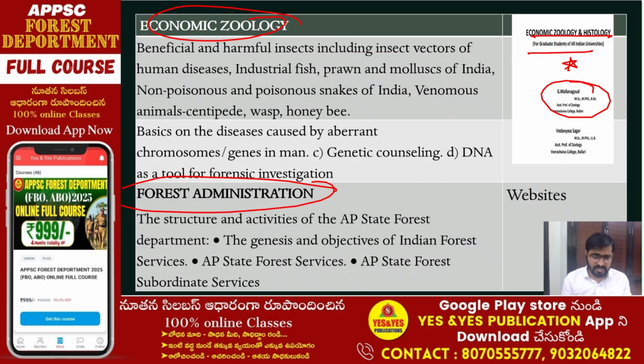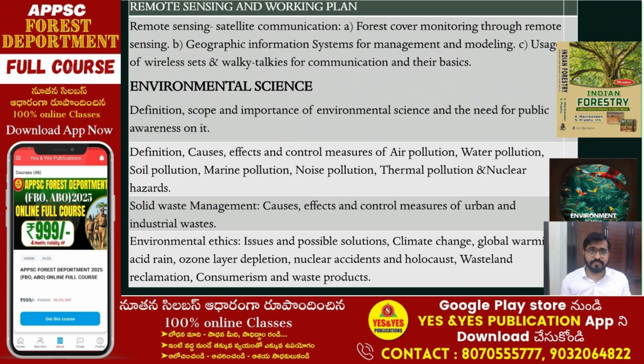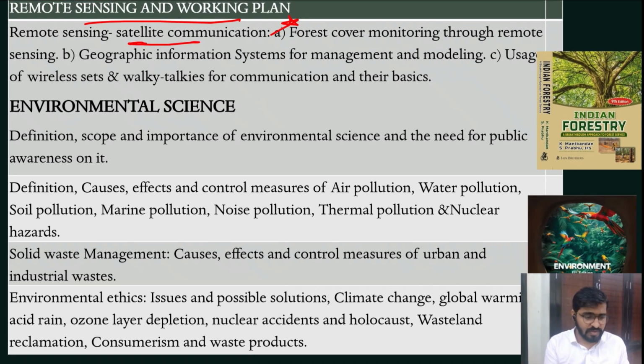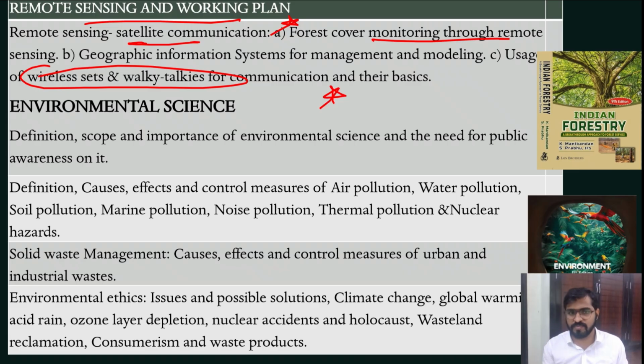And coming to forest administration, you can rely upon the different rules and GOs released by the government on their websites. And coming to remote sensing and working plan, this also you can get from the Manikandan book, but only a few topics will be there. But coming to wireless sets and all these topics, you have to make detailed notes from the websites. And those who are showing interest can join our classes, which will be detailed. I will be taking classes on each and every section of this syllabus.